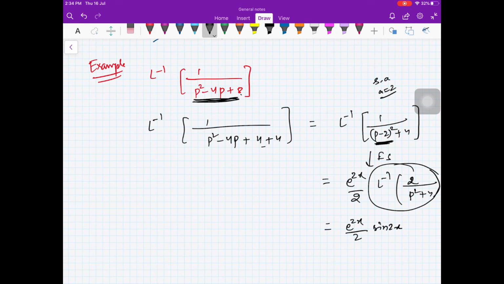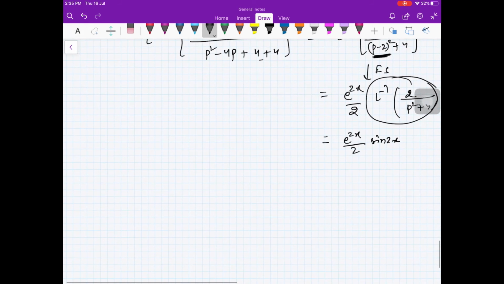So you have s minus a. So your a is 2 here, right? So your a is 2 here. Let us look at another example. There are so many examples. So you can look at this.